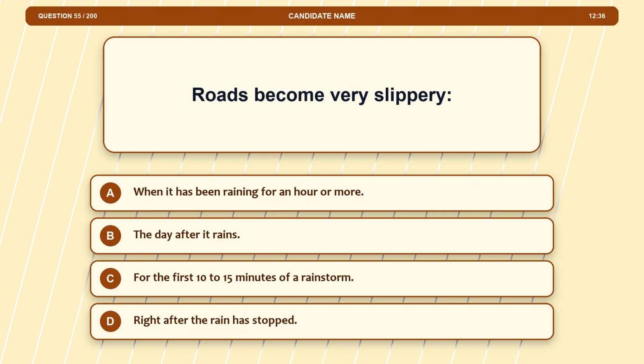Question 55. Roads become very slippery. Option A, when it has been raining for an hour or more. Option B, the day after it rains. Option C, for the first 10 to 15 minutes of a rainstorm. Option D, right after the rain has stopped.